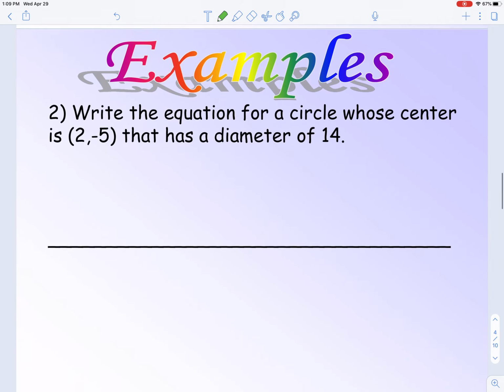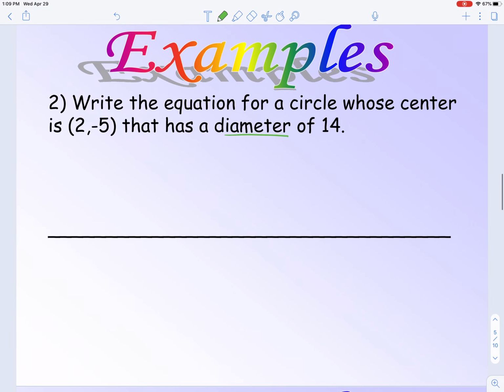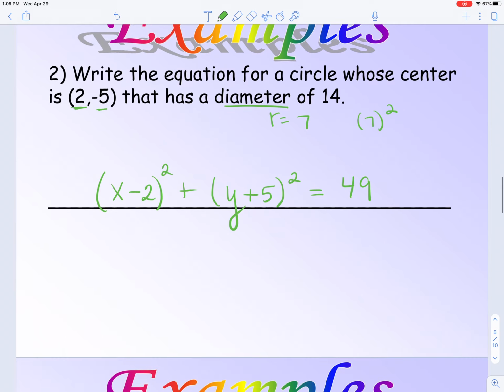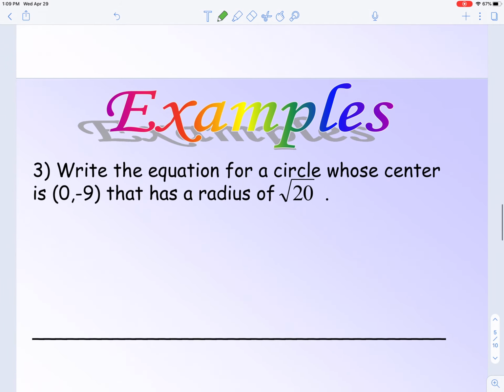Next example. Here they give the diameter instead of the radius. So opposite of 2, x minus 2, because you're doing minus the 2, plus y, since there's a minus 5, you do minus negative 5, so it's plus 5 squared equals, the radius is 7, so I'm going to take 7 squared and get 49. So that's going from the center to the equation.